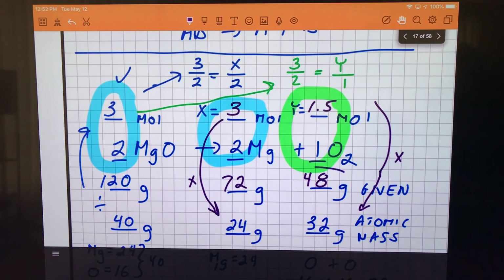Notice that when we add those two, 72 plus 48, we get what we started with. That's a good check so that you know you did it right. That's really true for decomposition reactions because you only have one reactant and you're breaking 100% of it down. That's when the reaction stops, and the 2 pieces have to add up to the total that you started with. 72 plus 48 is 120.